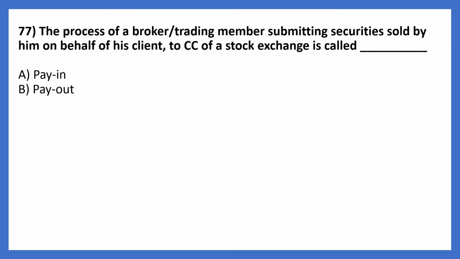The process of a broker or trading member submitting securities sold by him on behalf of his client to the CC of a stock exchange is called option A, pay-in. Option B, payout. The correct answer is option A, pay-in.